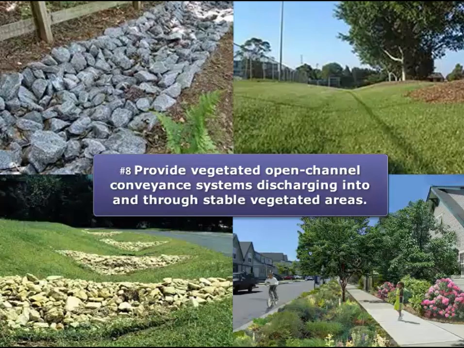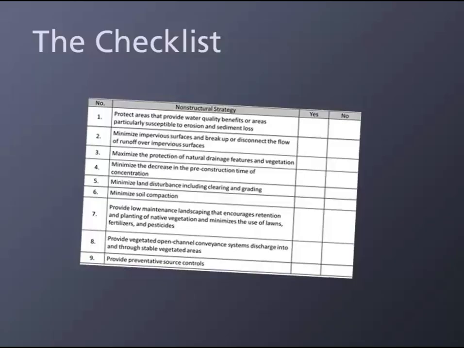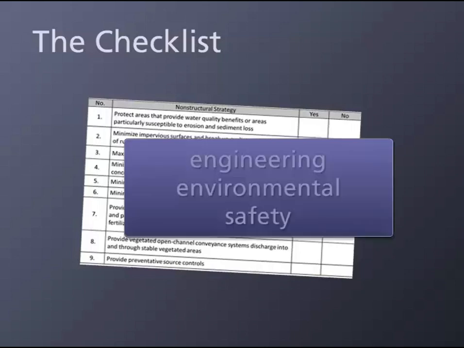Provide vegetated open-channel conveyance systems discharging into and through stable vegetated areas to slow water movement. This simple checklist of the 9 non-structural strategies is an easy way for applicants and municipal officials to confirm a stormwater management plan meets the standards. Remember that none of these strategies is optional. So for any no responses, only engineering, environmental, or safety reasons should be accepted.